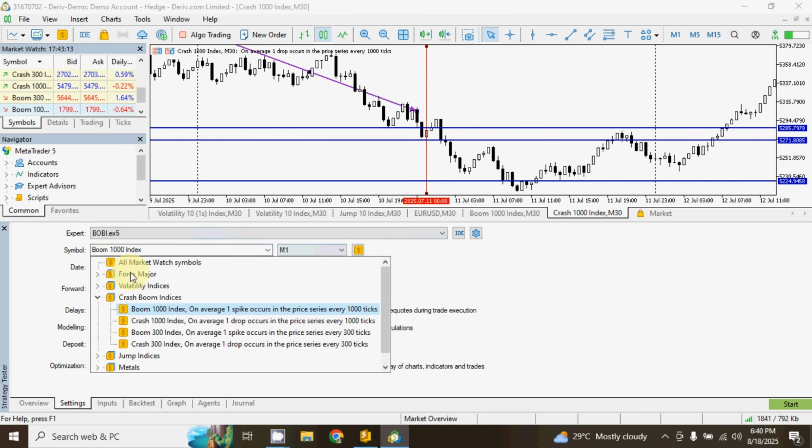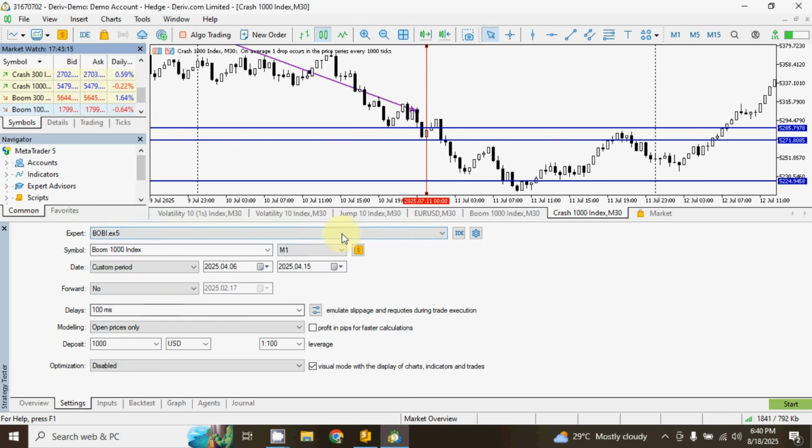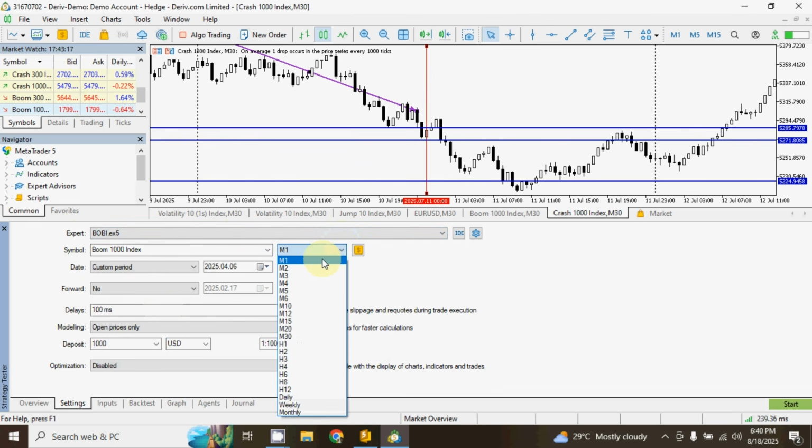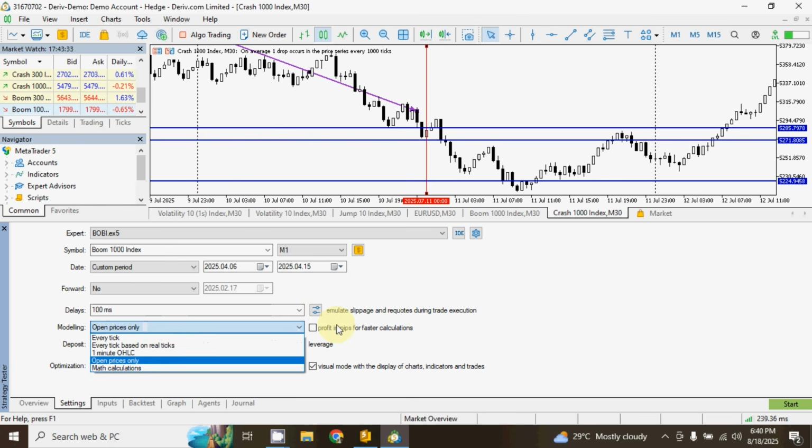Now let's say I want to test it with Boom 1000. I'm going to select Boom 1000. Change the time frame to 1 minute. This is very important. Change the time frame to 1 minute in your strategy tester. After that, select the period you want to backtest it with, which is your custom period. Then from this date to this date, make sure the delay is set to 100 ms. Then you can change this to open prices. Then make sure you don't click this box. Make sure it is unclicked like this.